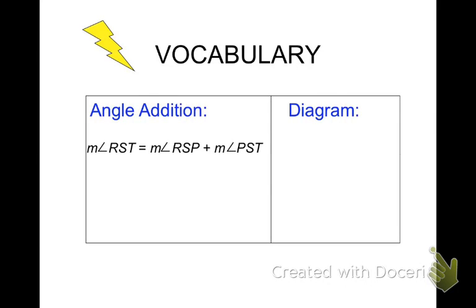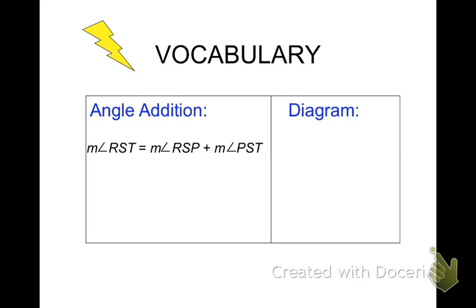Remember segment addition? Now angle addition. Just like with segments, if we had two angles, we could add them together and equal it to the whole, which would be AC. The same thing applies to angle addition.